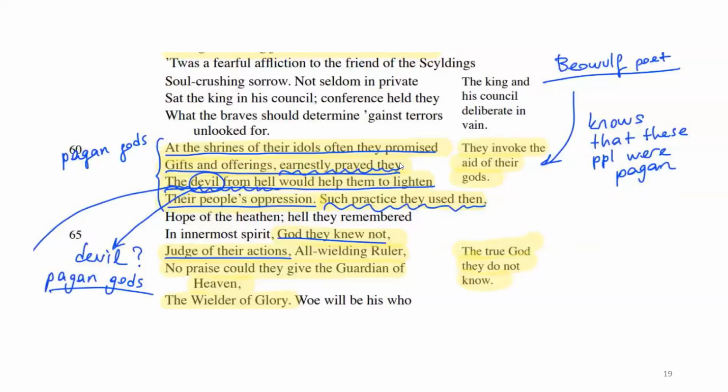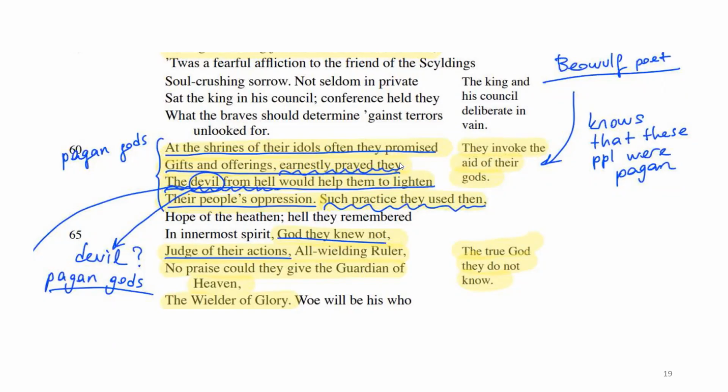So the pagan Danes turn to their idols, which means pictures or statues of pagan gods, at their shrines, making offerings to them and praying for the end of Grendel's attacks. Such practice they used then, the poet says. It means before Christianity. It is also implied that the Danes were pagans because they didn't know of one true God. They hadn't been informed about him yet.